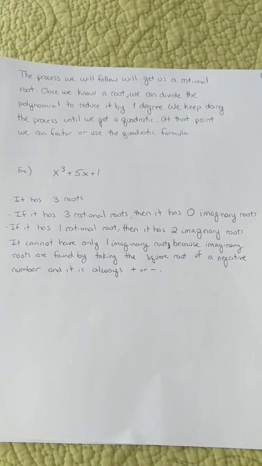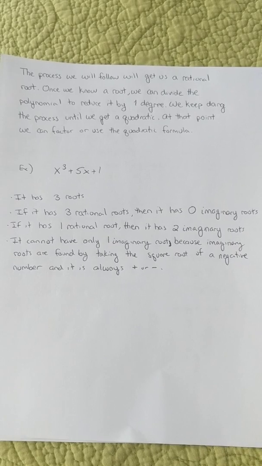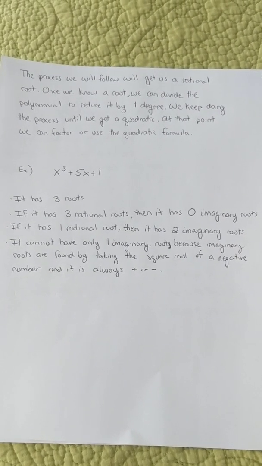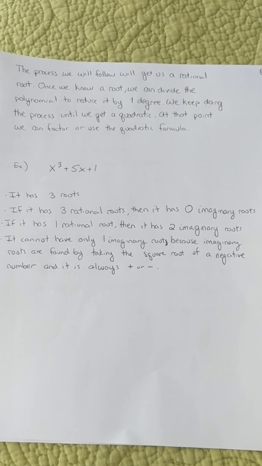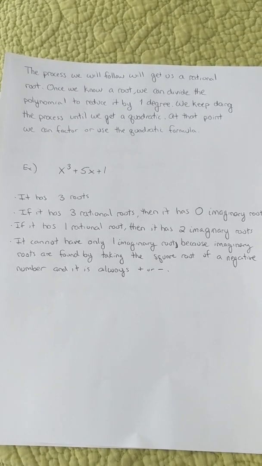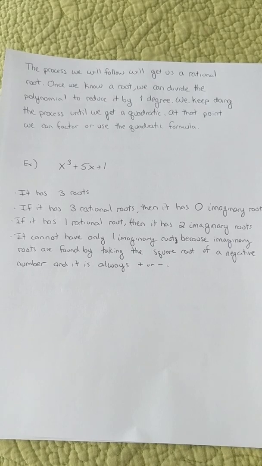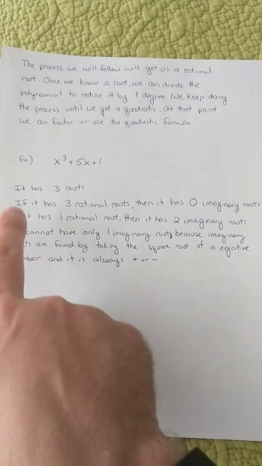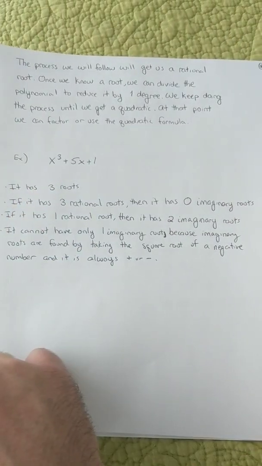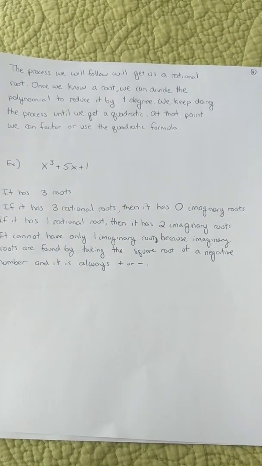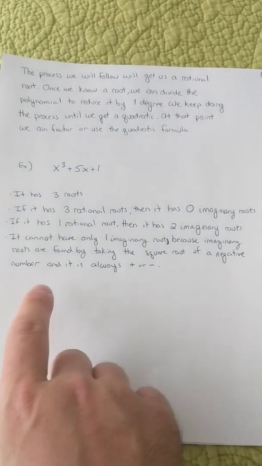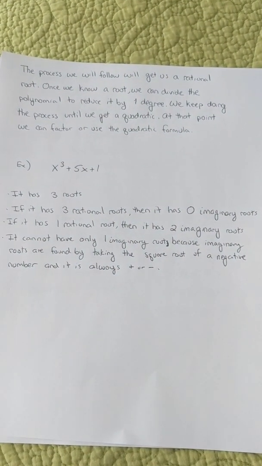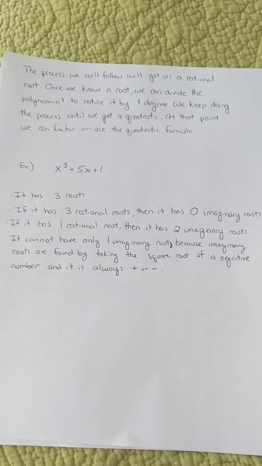Now the process we'll follow will get us a rational root. Once we know a root, we can divide the polynomial to reduce it by 1 degree. We keep doing the process until we get a quadratic, and at that point, we can factor or use the quadratic formula. So given this cubic, I know that it has 3 roots. I know that it has 3 rational and has 0 imaginary. And if it were to have 1 rational, it's going to have 2 imaginary. I can't just have 1 imaginary, because imaginary are always plus or minus.